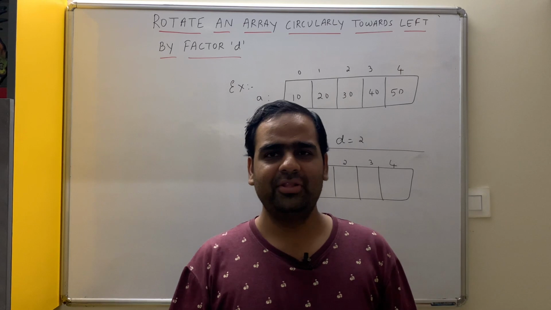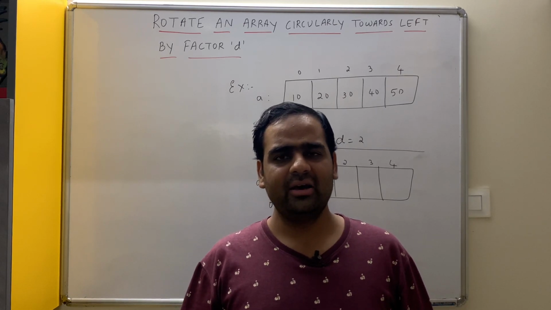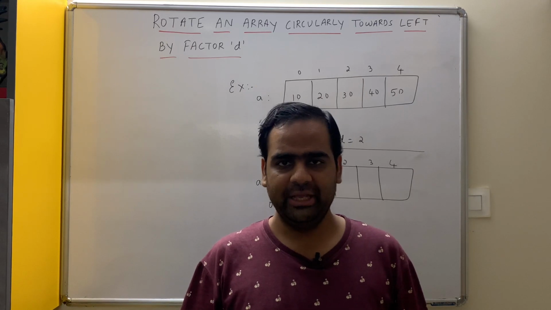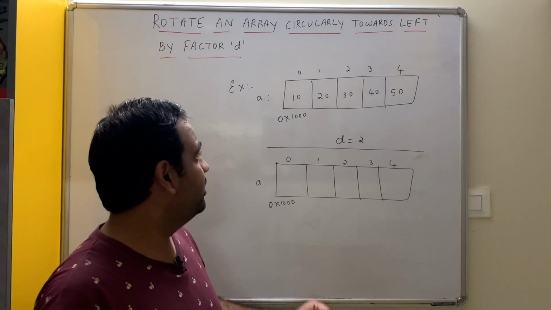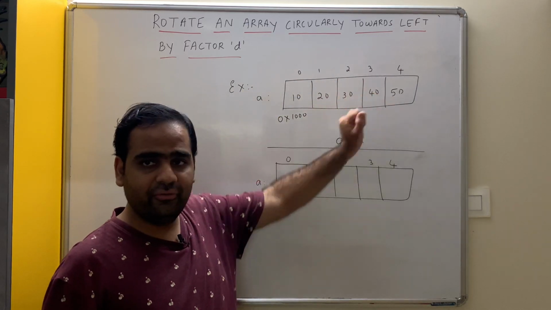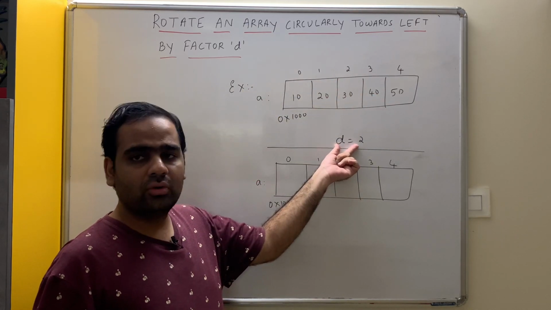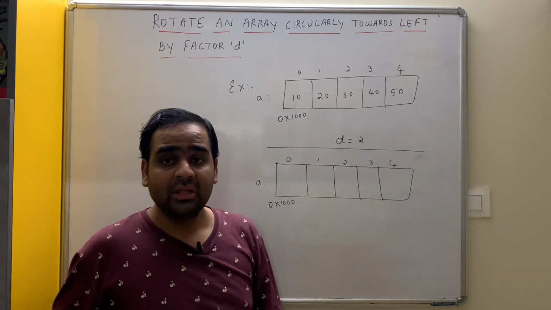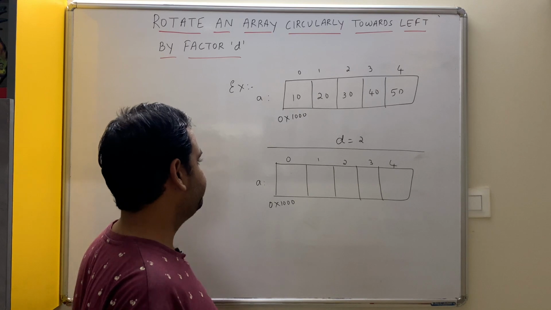In this video we will see how we rotate an array towards the left circularly by factor d. Now what do I mean by this? Example, if this is the array 10, 20, 30, 40 and 50 and I say d is equal to 2, that's the rotation factor circularly towards the left. Now how do we do it?